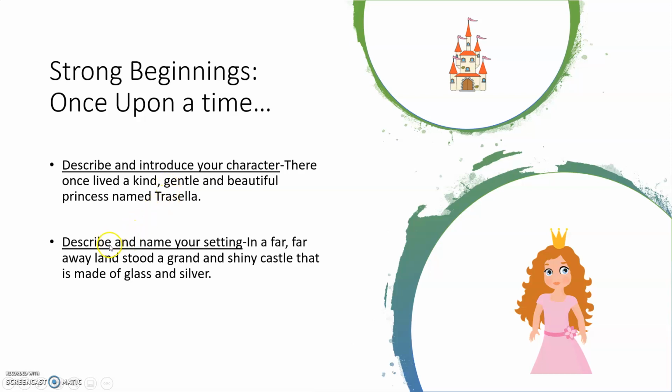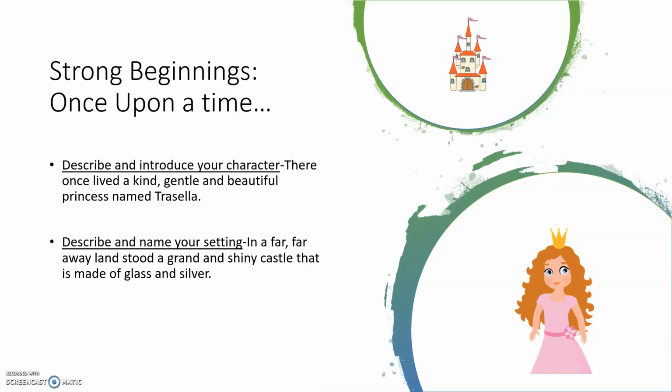I also want to talk to you about describing and naming your setting. So for instance, in a far, far away land stood a grand and shiny castle that is made of glass and silver. So you want to be able to use that descriptive language that we talked about when you are writing your beginning paragraph.